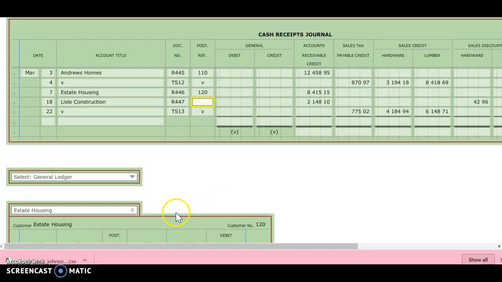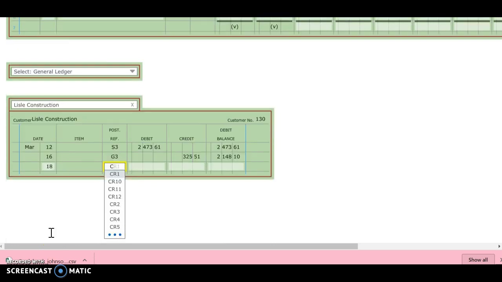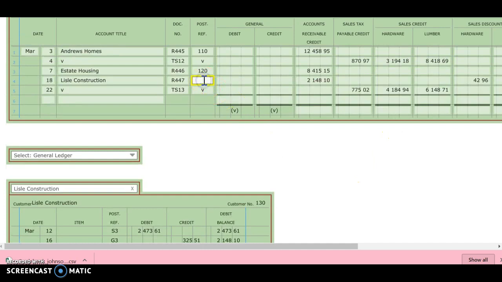Okay, next one is Lisa Construction. Date is the 18th. CR page 5. And I have a credit of $2,148.10. And again, my balance will be a 0. And 130 goes back up. Okay, so that's going to be the end of step 1.